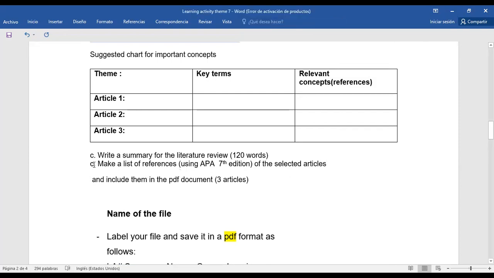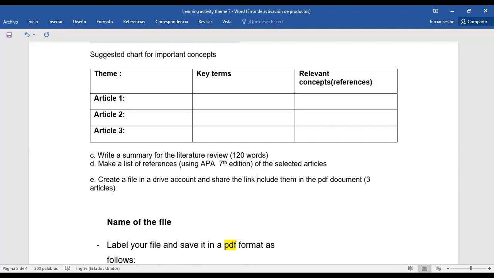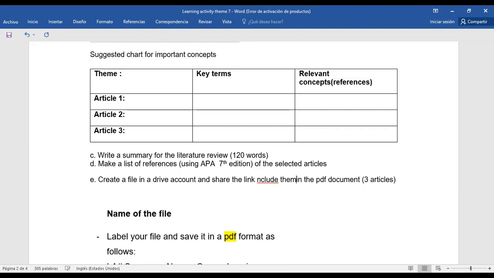Let's see. And then, I don't know what happened. I think I didn't save this part. How can we say upload or create a file in a Drive account, and share the link here in the PDF document. How many articles? 3. Okay, that is important.